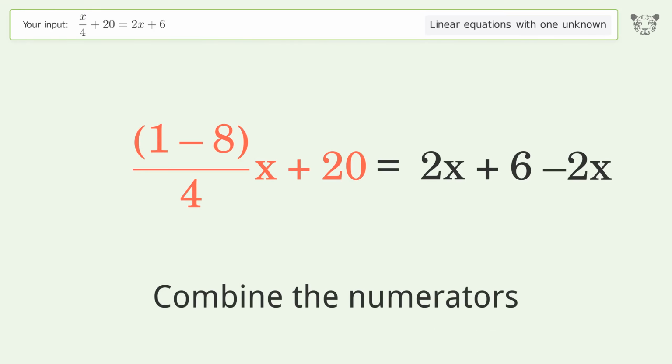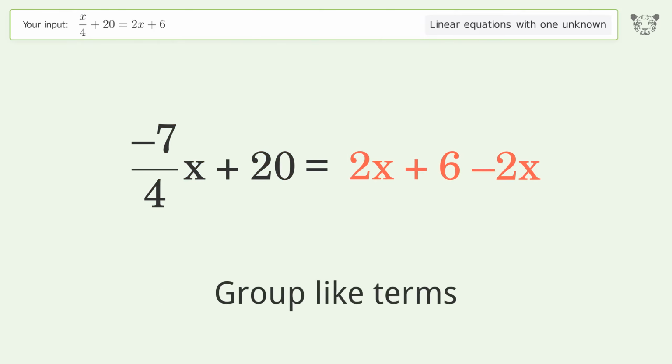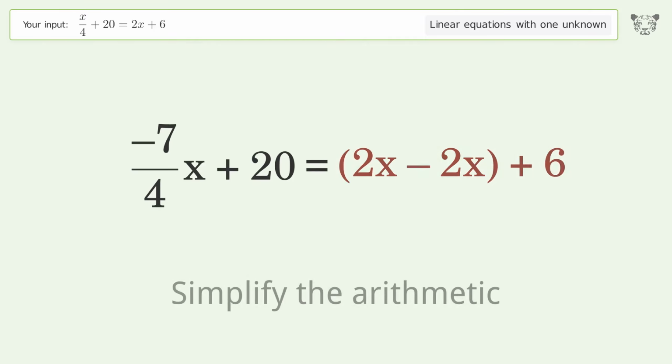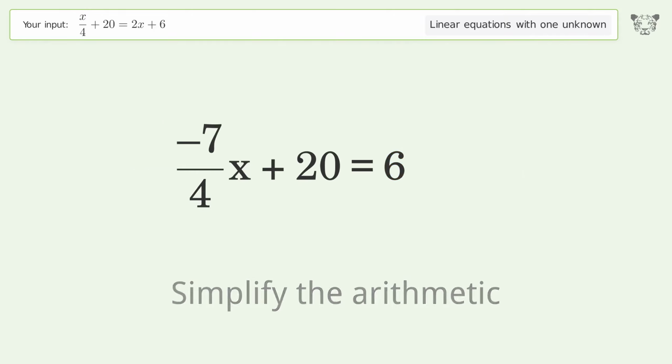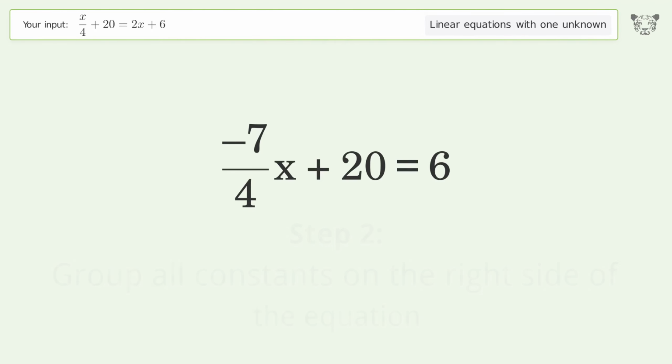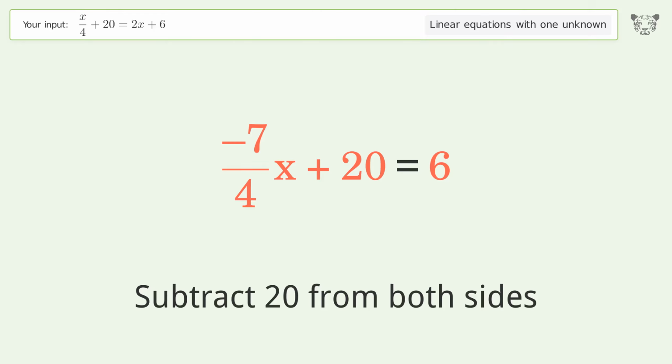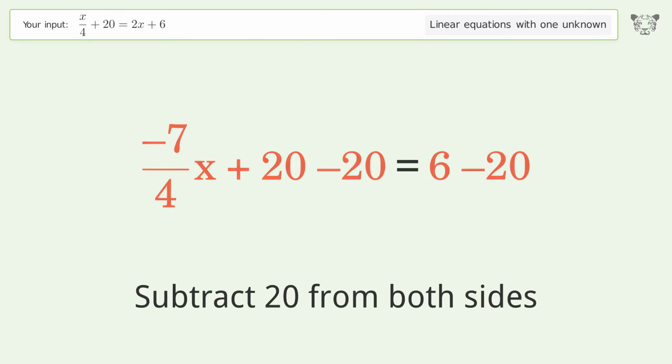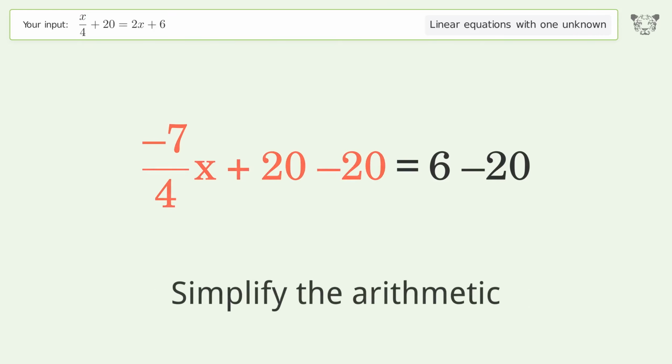Combine the numerators. Group like terms. Simplify the arithmetic. Group all constants on the right side of the equation. Subtract 20 from both sides. Simplify the arithmetic.